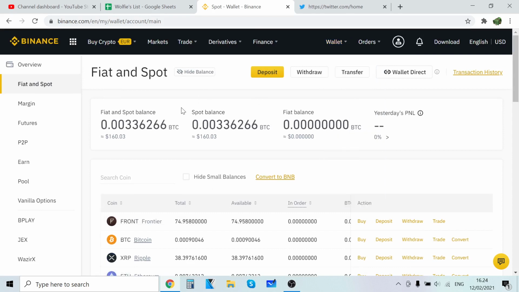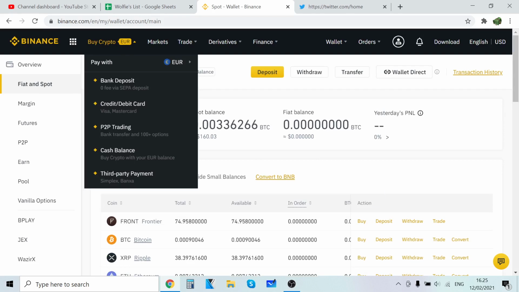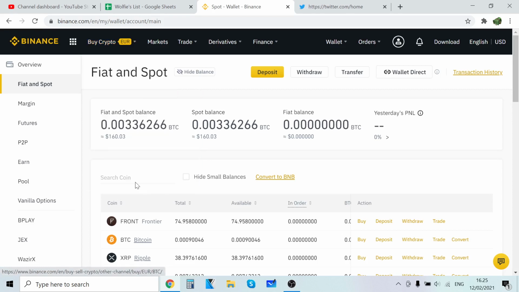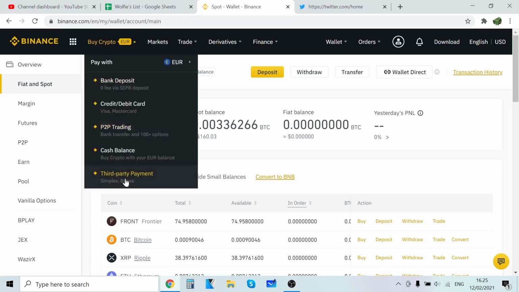Now to buy that Bitcoin, it's very easy. All you have to do is go to where it says buy crypto, and you have 5 ways to pay with: bank deposit, credit or debit card, P2P trading, cash balance, and third-party payment, Simplex and banks. Out of those 5, I have used bank deposit, credit and debit card, and third-party payment. But I recommend now using just credit and debit card because it's so easy. I'm going to show you.